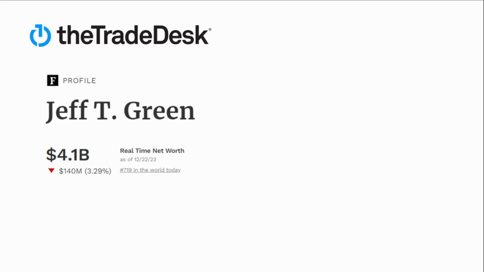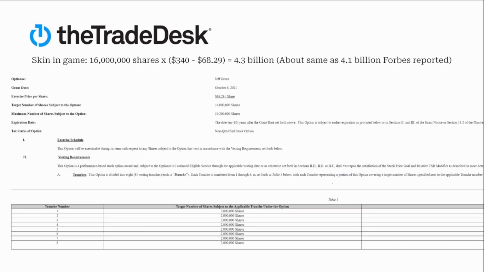So, Forbes reports his net worth at around $4 billion, but I couldn't find how this number was actually derived. So, I did some digging to make some sense of these numbers. What I found looking at the SEC reports of the proposed stock option rewards for Jeff is that if we take the total number of share options that he would be rewarded if the stock price of TTD hits all its targets, that would be about 16 million shares, which would have been awarded at that point.